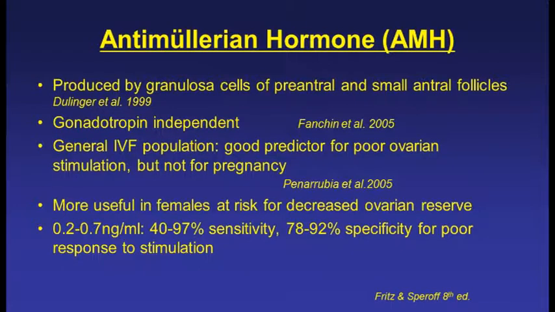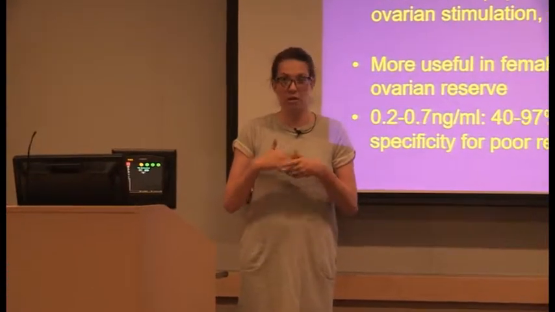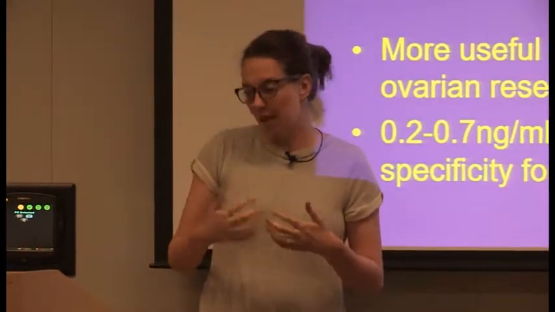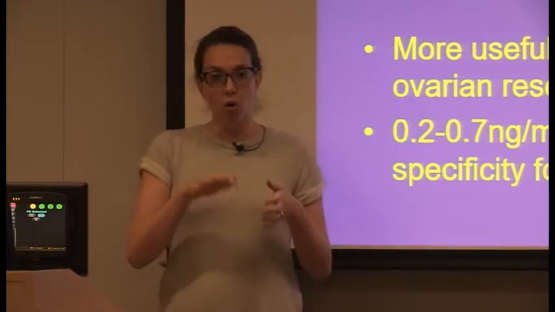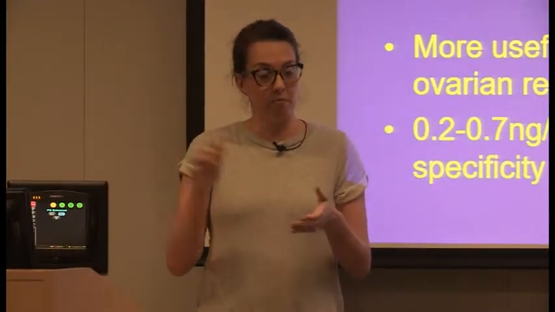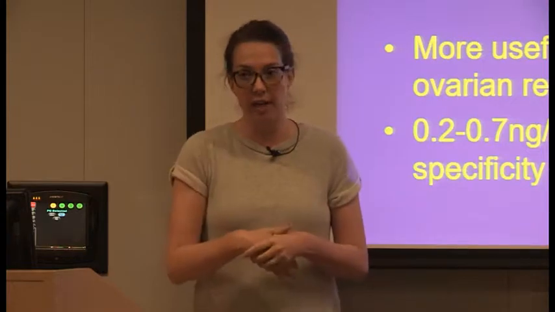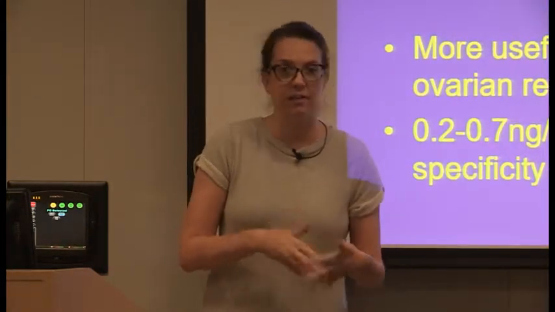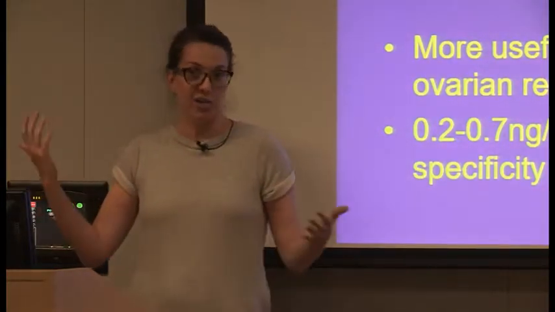In the general population, it's a predictor for poor ovarian stimulation, but it's not a predictor for pregnancy. So I get a lot of consults from the docs downstairs where they will incidentally find someone with a low anti-Müllerian hormone, and the patient will come upstairs terrified that they're never going to be able to get pregnant. And here's what I tell them. It is more useful in older women, meaning that if you randomly check an AMH on a 28-year-old and it's low, doesn't mean as much to me as if the AMH is low at age 38.